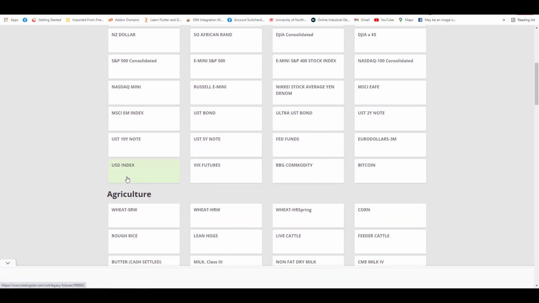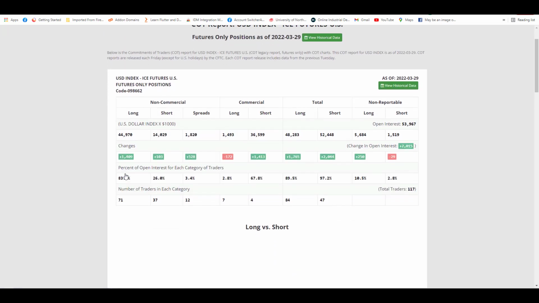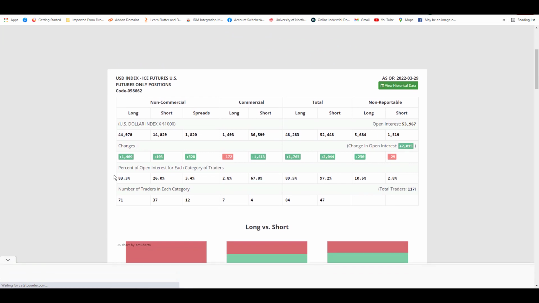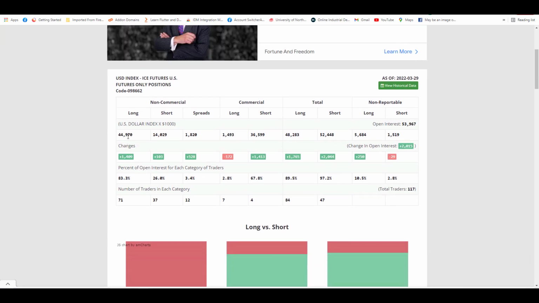Going down here, this is the US dollar. What do we see? Look at the longs on the US dollar this week, right? We have 44,917. And how about the shorts? Just 14,029. We have more longs than shorts. What does that indicate? Strength. The US dollar gains strength.